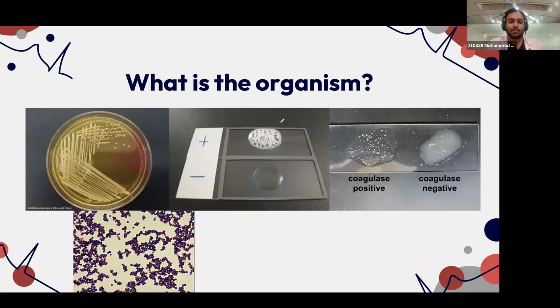What is this test, and what is the other test? Catalase. This is catalase. This one is coagulase. So Staph aureus, is it catalase positive or negative? Positive. Excellent. And then is it coagulase positive or negative? Good. Positive. On Gram staining, you'll see gram-positive cocci in clusters. So this is Staph aureus.